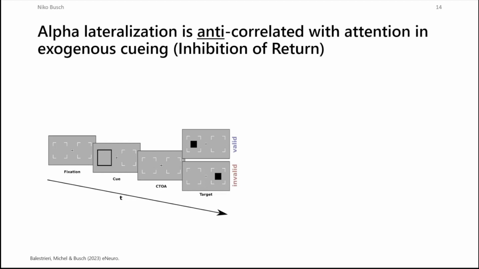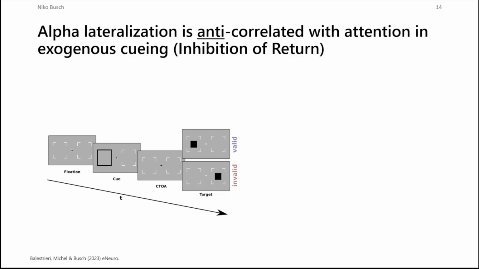So the paradigm and the task is very simple. People fixate in the center, and the trial starts with the presentation of the cue, and the cue is totally uninformative and irrelevant. People can totally disregard it. It really doesn't matter, but it's a strong stimulus, and this strong stimulus automatically attracts attention.